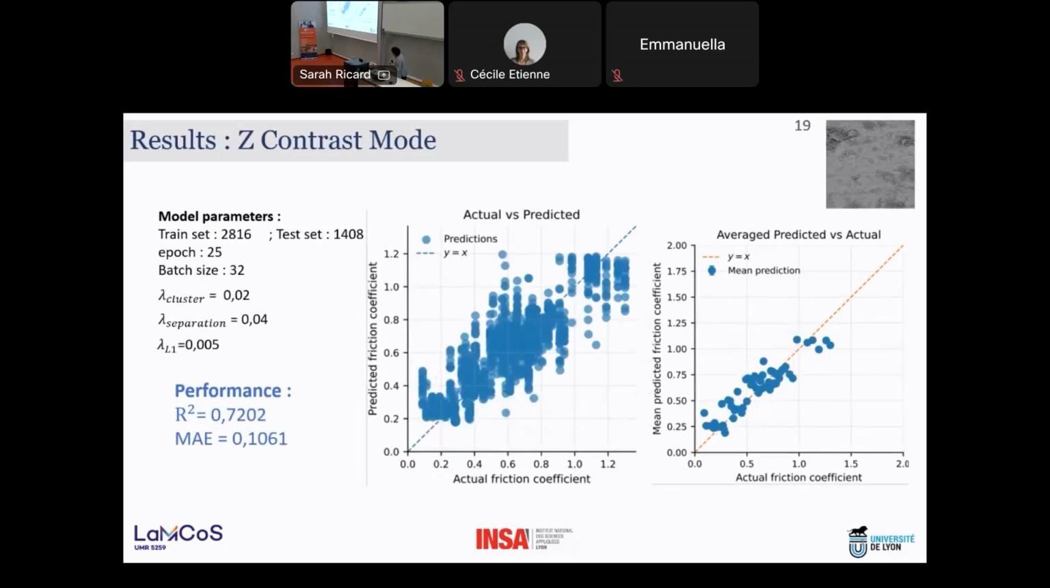The second set of images are the compositional mode. Now this is a slightly improved performance here in the R2 score and the absolute error. This is around 9%.